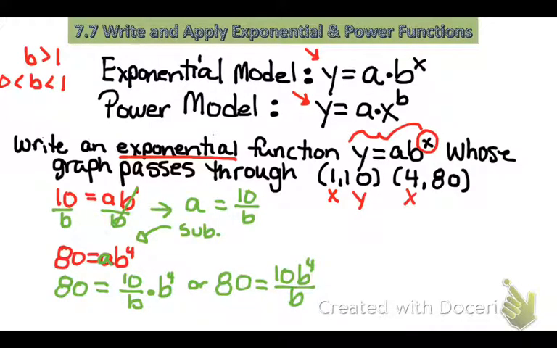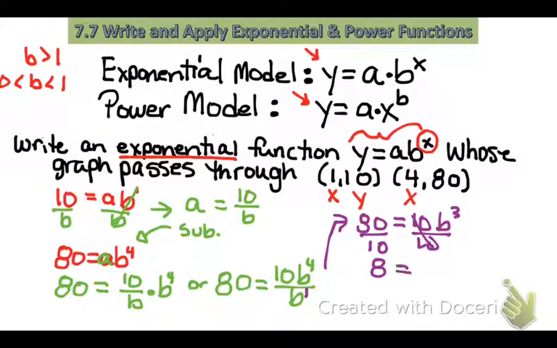Now we can subtract our exponents because we have division. So that's going to give us 80 equals 10b cubed. Divide both sides by 10. 8 equals b cubed. And we ask ourselves, what times what times what, because it's raised to the 3rd power, would give us 8, so b equals 2.